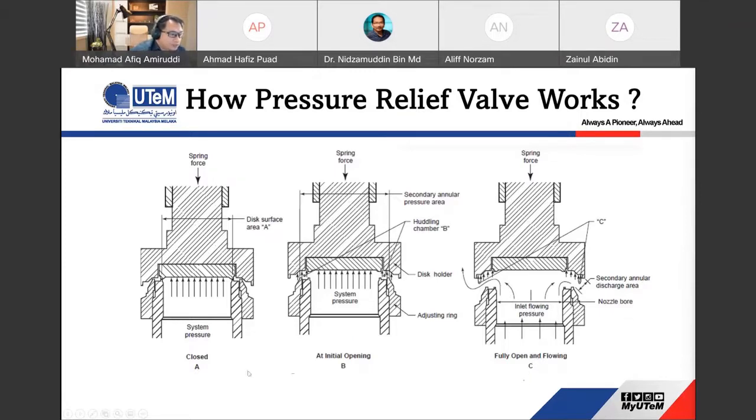They are fully open and flowing. So this is position C. From position A, initially they are closed, then they start opening, and then they are fully open and flowing. This is when the pressure is beyond the spring force and the inlet flowing pressure releases to the outside.